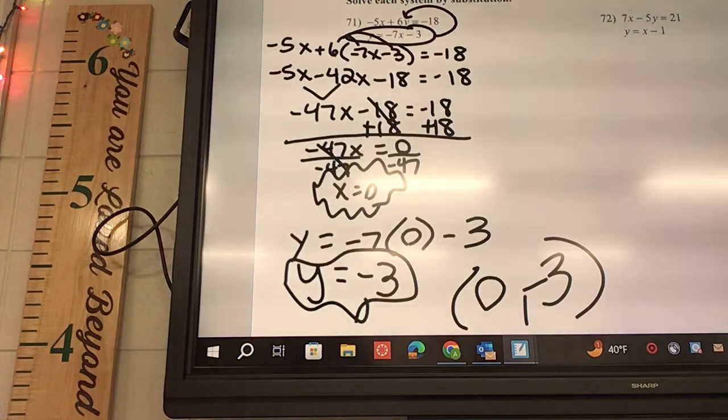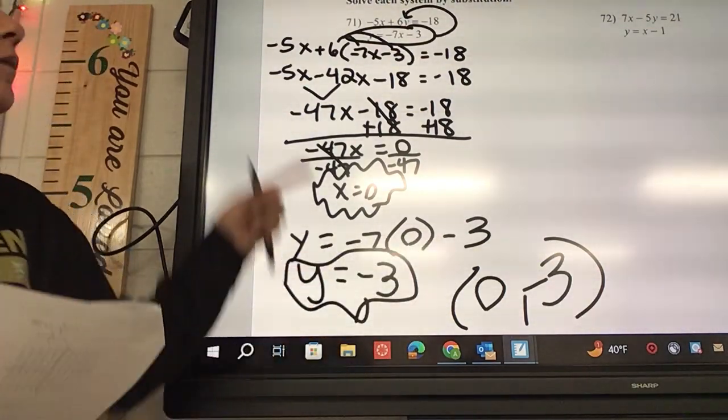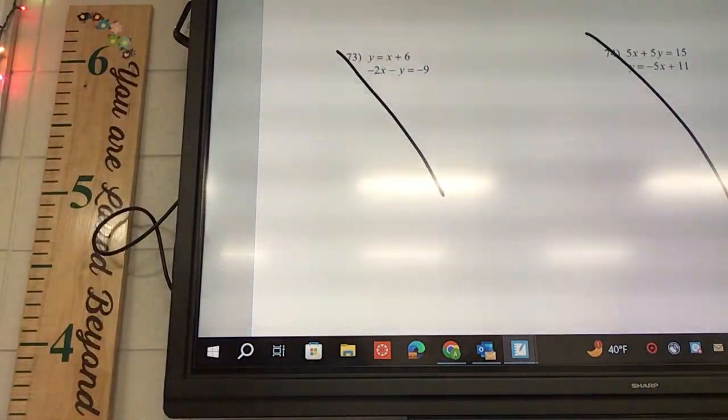Okay, we're going to cross off 73 and 74 because they're the exact same type as this. I meant to do one easy and one. So these ones you guys don't need to do. Okay, 75 starts elimination.